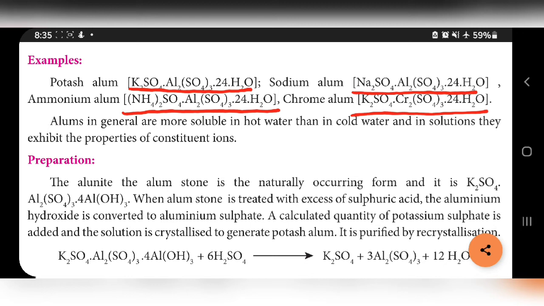Alums in general are more soluble in hot water rather than cold water, and in solutions they exhibit the properties of constituent ions. So, these are the general properties. Generally more soluble in hot water rather than cold water, and the solution exhibits the properties of constituent ions only.